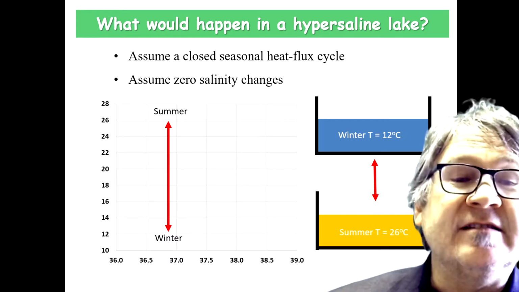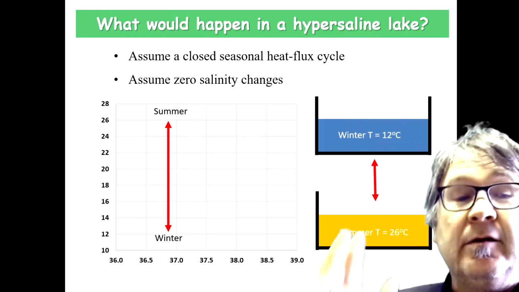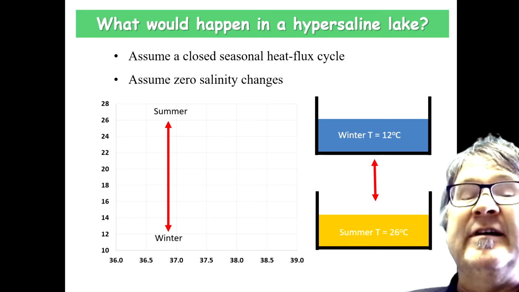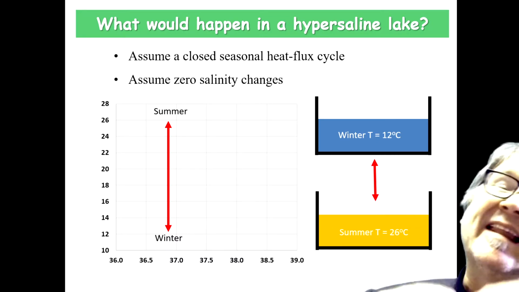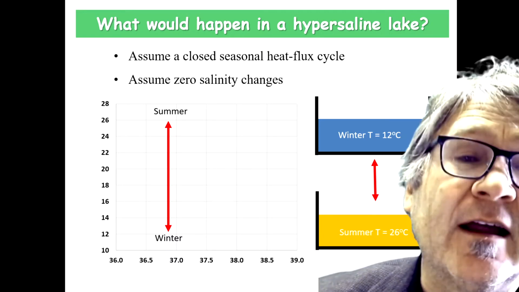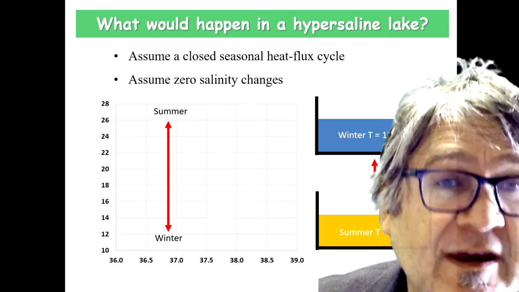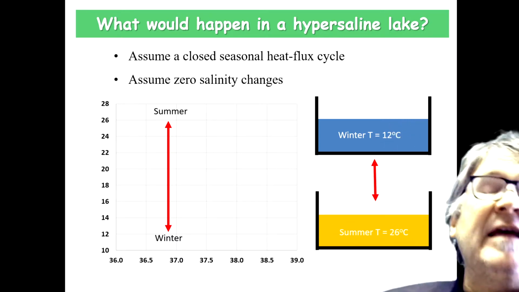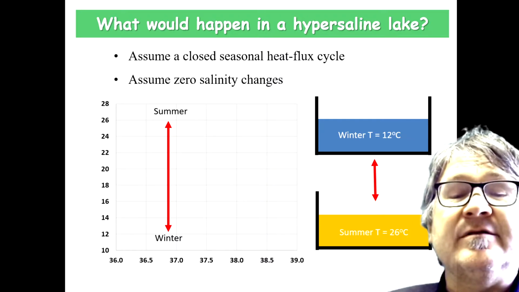Well, you can open your eyes again, but let's have a look. Okay, here's your lake. Winter temperature 12 degrees Celsius. And we're talking about late winter, okay? Because there's a delay between the heat flux and the response that you get. Anyway, that's just the detail. So late winter 12 degrees Celsius, late summer 26 degrees Celsius.